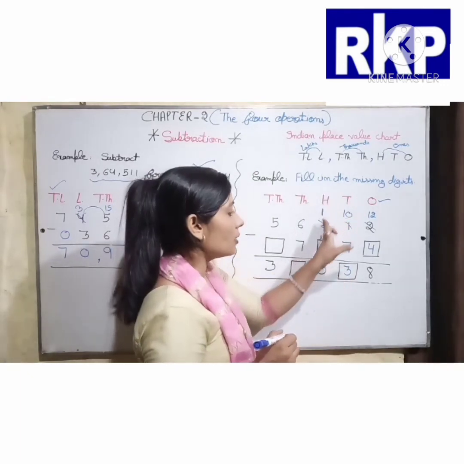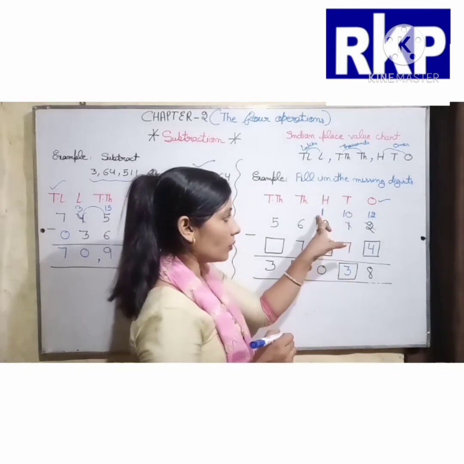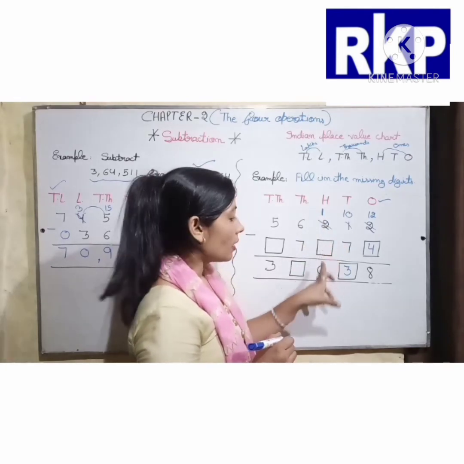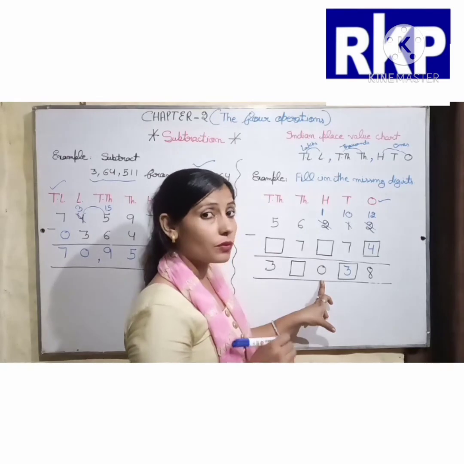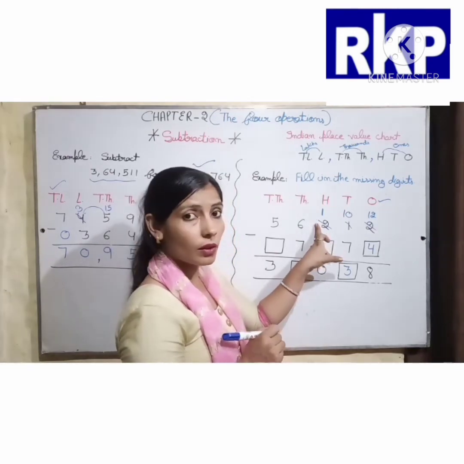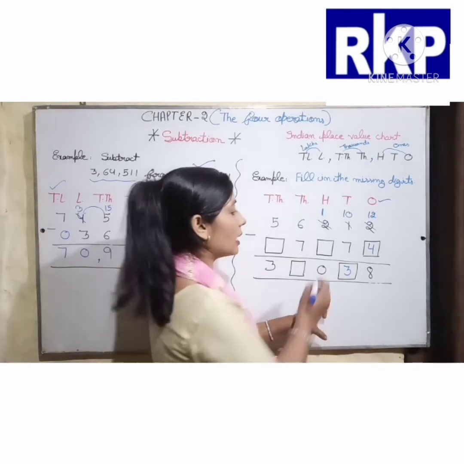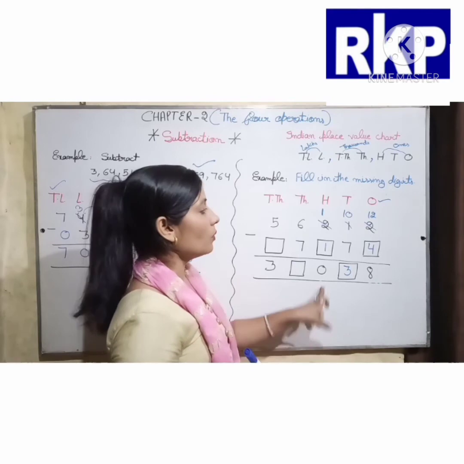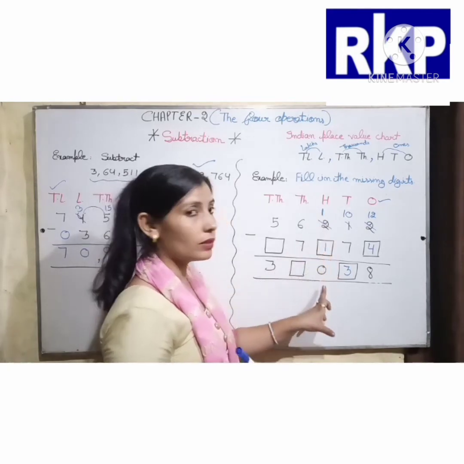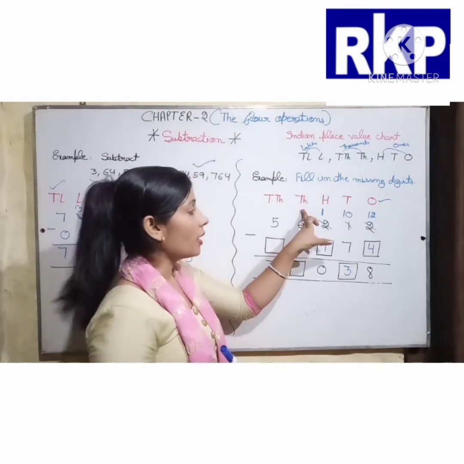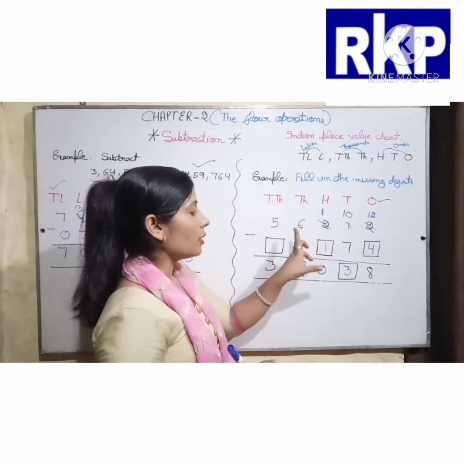Now comes in hundreds column. Here we have 1 and here we don't have any digit. And here as a difference we have 0. So what should be subtracted from 1 to get 0? It is very easy. So here we have to write 1 because we know 1 minus 1 will give us 0. Now comes in thousands column and here we have 6, here 7.